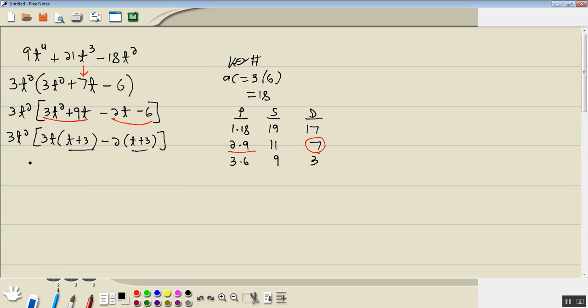Well, now they both have a t plus 3, so I can factor that out. Now, to see what goes in your second set of parentheses, you can go up to the previous step and cross out the t plus 3's. And what isn't crossed out is what goes right here. So this will be 3t minus 2. And that's our answer.